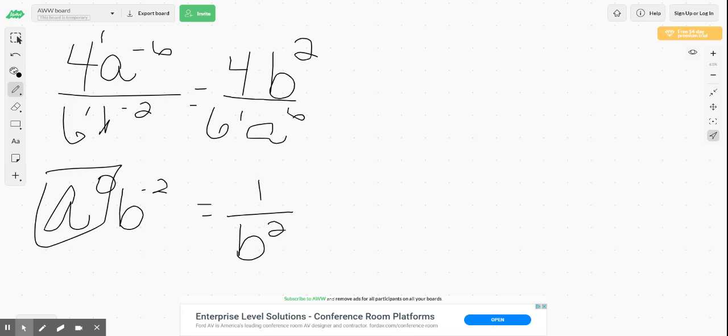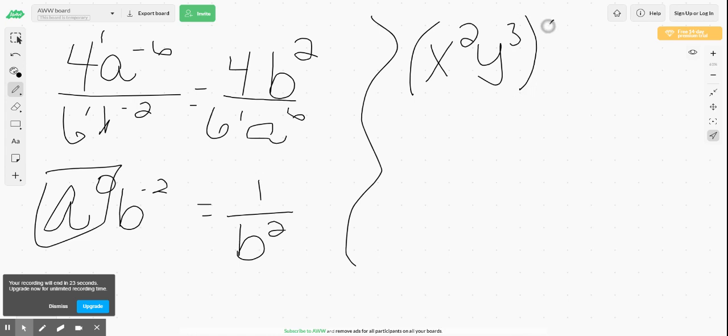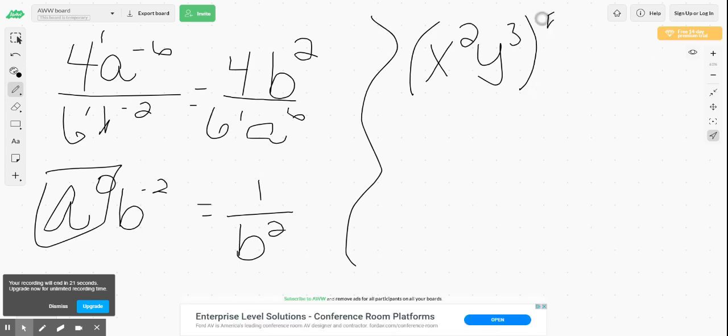One last one. Let's say that I have x to the 2, y to the 3, all raised to the 0 power. Remember, anything, absolutely anything raised to the power of 0 is 1.